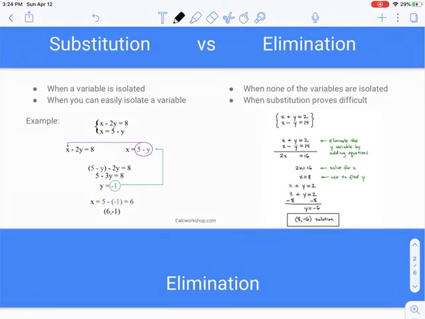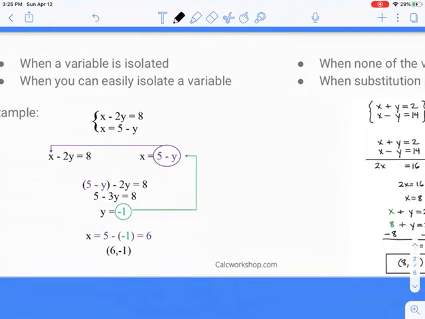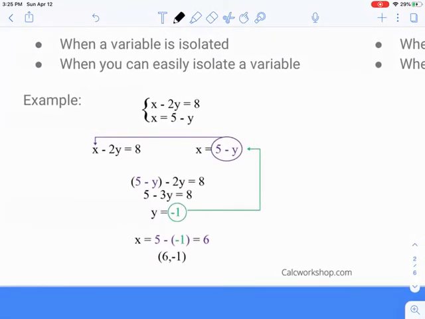substitution we usually use when a variable is already isolated or when you can easily isolate a variable. So if you look at the example, it already has x equals 5 minus y. So since x is already isolated, you can easily substitute 5 minus y in for x and solve.